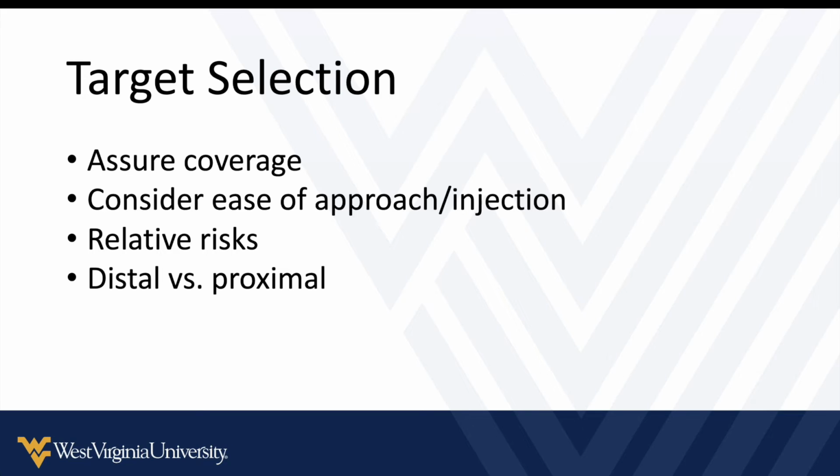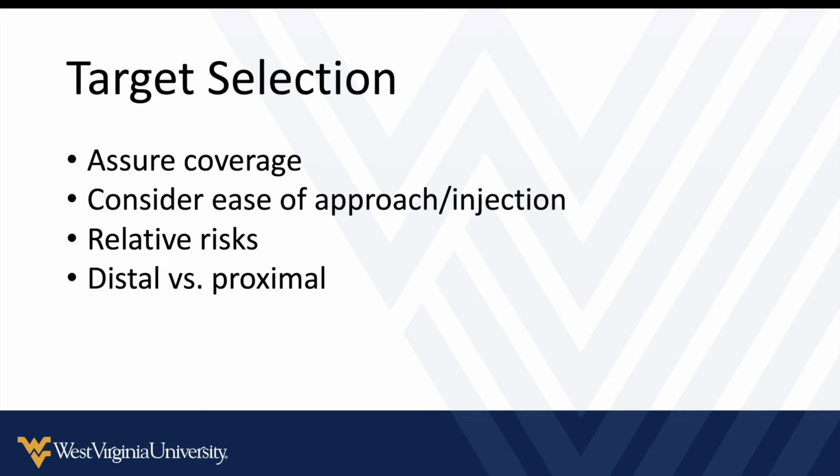So target selection, this is important because sometimes the place where we place the block and the territory that block is going to cover is not always 100% intuitive. So if you're not sure, or if you're doing a block that maybe is a little bit newer to you, it's always good to just check a reference and make sure that the block you want to do is going to cover the area you want to cover and anesthetize that area.